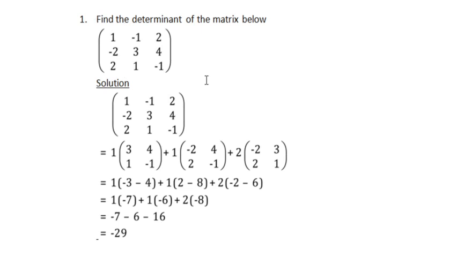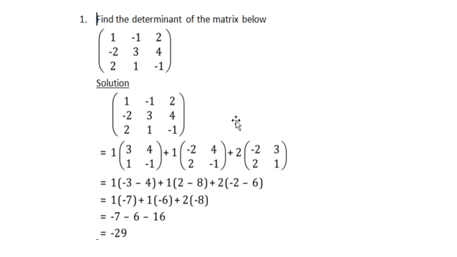So how do you get the determinant of this 3 by 3 matrix? To start, you pick a row or any column of your choice. In this example, I pick the first row, which is 1, minus 1, 2. When you pick the first row, you bring out the elements: this 1, you bring it out as 1, then this minus 1, you bring it out as minus 1, then this 2, you bring it out as 2.